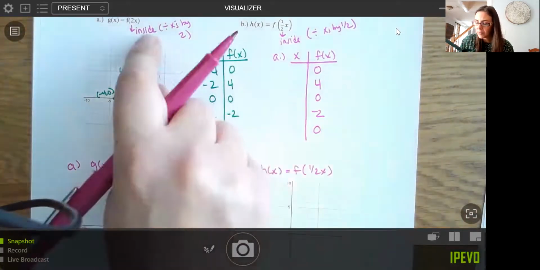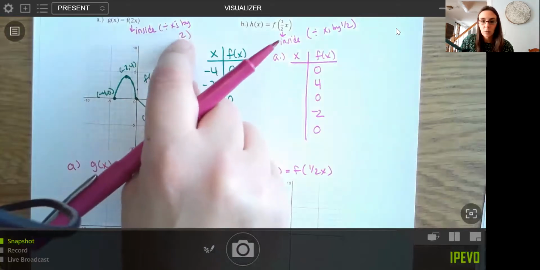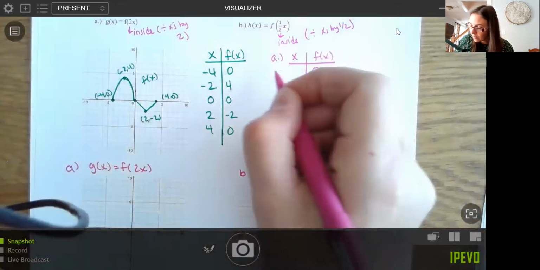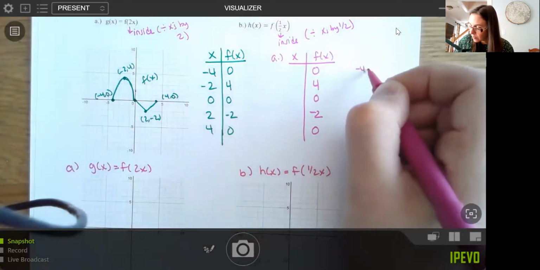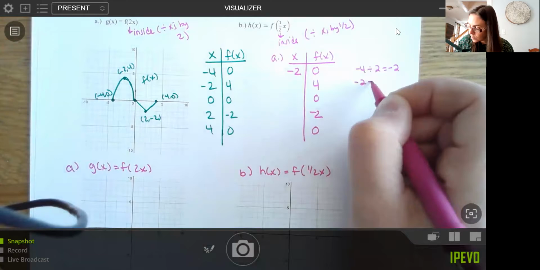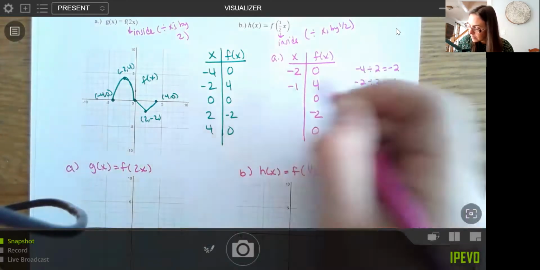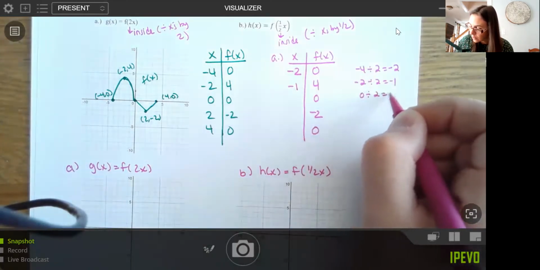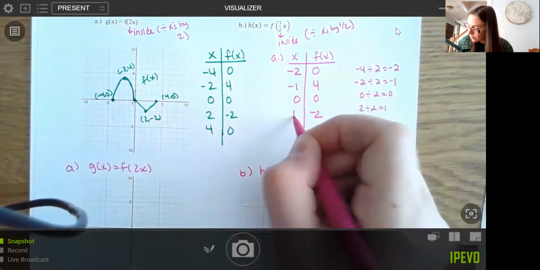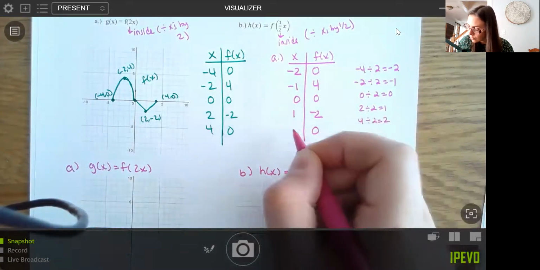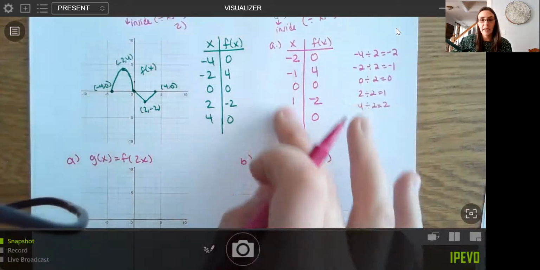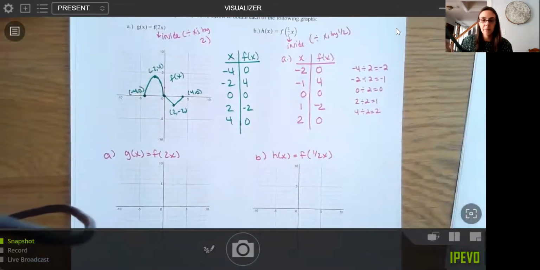So for A, I'm dividing my x's by 2. So -4 divided by 2 is -2, right? -2 divided by 2 is -1. 0 divided by 2 is still 0. 2 divided by 2 is 1. And then 4 divided by 2 is 2. So I'm going to have the same shape, but this is going to be my new x value. So let's see what happens with the graph there.